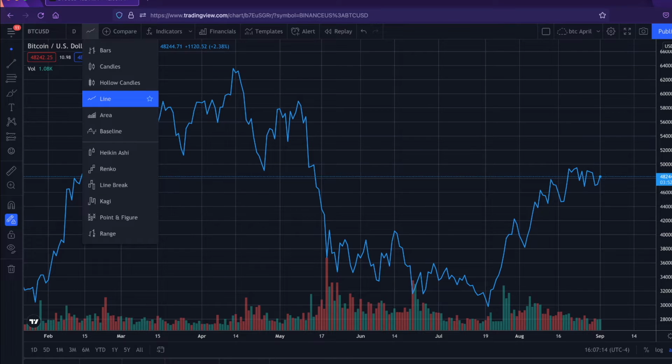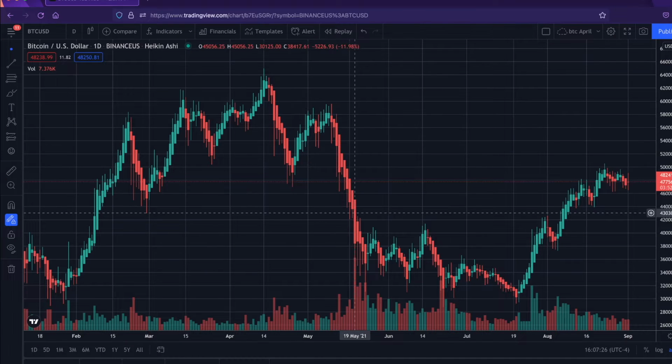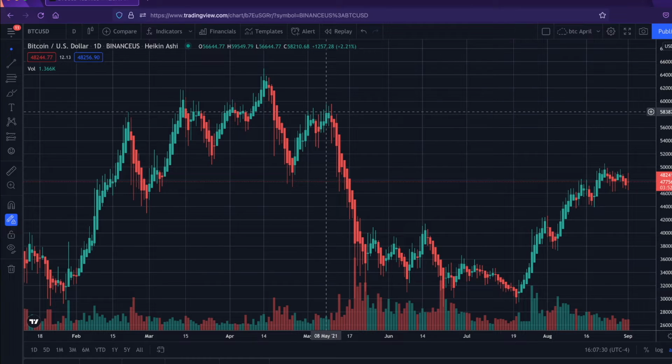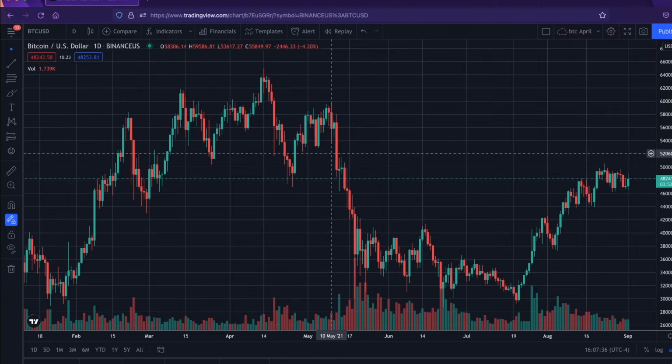There are also some other advanced ways of looking at the chart. You've got Heikin-Ashi. We're not going to get to that in this tutorial, but this is also a potentially good way to see market trends and where the market is moving and if it's going up or down. Again, we won't get to Heikin-Ashi in this tutorial. We're going to be focusing on the regular candlestick.